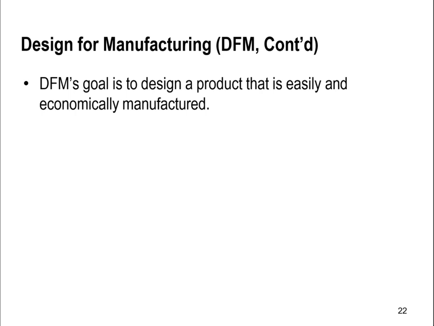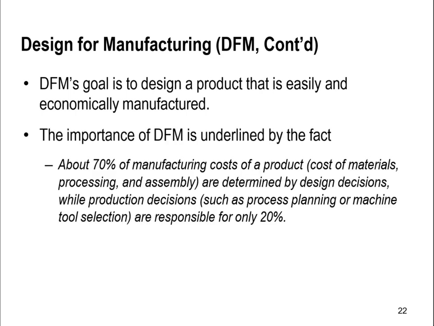So design for manufacturing as a goal: the goal is to design a product that is going to be easily and economically manufactured. The importance of DFM is underlined by the fact that 70% of manufacturing costs of the products, the cost of the materials, processing, and assembly, are determined by the design decisions, while the production decisions, such as process planning or machine tool selection, are responsible for only 20%. So the design is going to be 70 to 80% of the cost decision, and manufacturing anything between 20 to 30%.